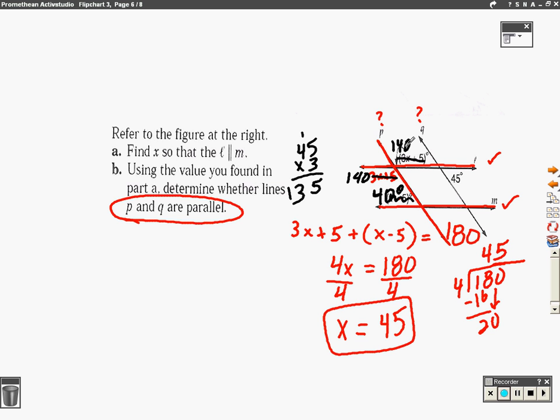Right? Now, if you look at these two lines, this one right here is 45. This angle right here is a linear pair, so we automatically know that this one is 135 degrees. Well, if you look at this angle and this angle, they're corresponding angles, but they're not equal. Therefore, you cannot say that these black lines are parallel. In fact, they're not parallel.